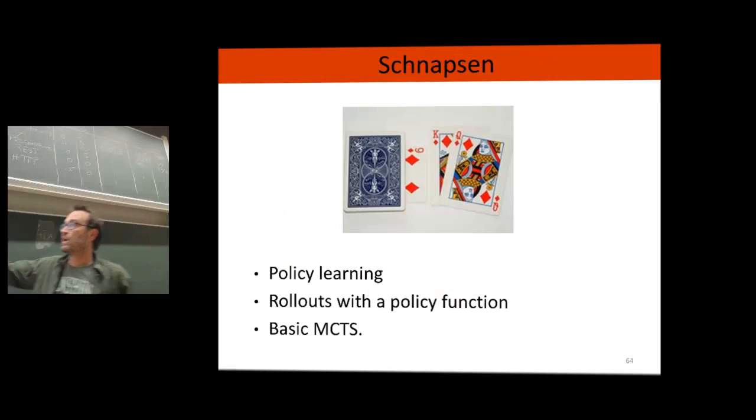So the question is, how can we do this policy learning? How can we do these rollouts with the policy function? And how can we maybe also do this Monte Carlo tree search that I showed you briefly and that I will show in a little bit more detail tomorrow, I guess.